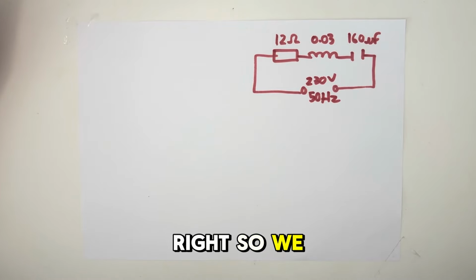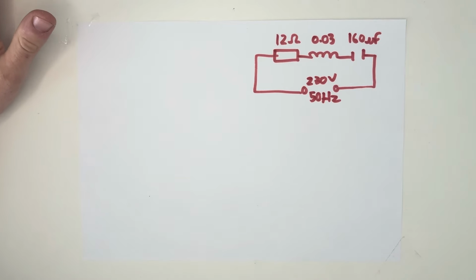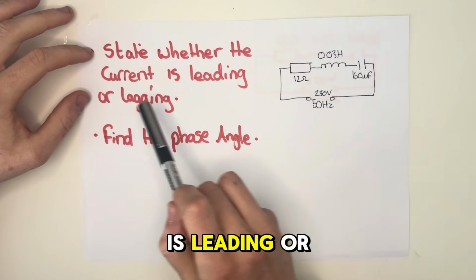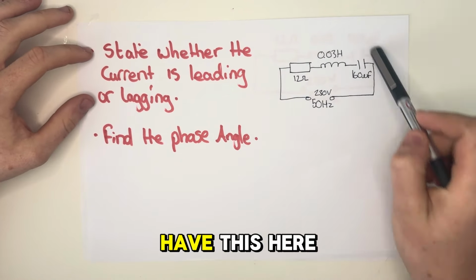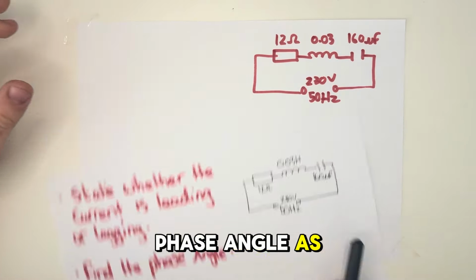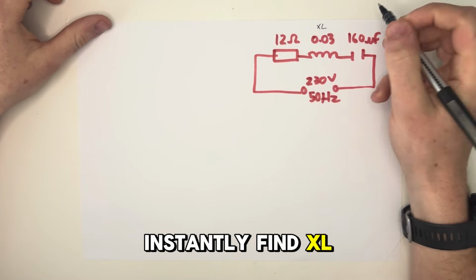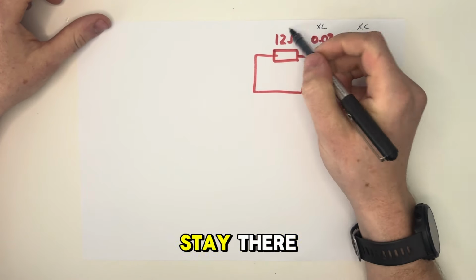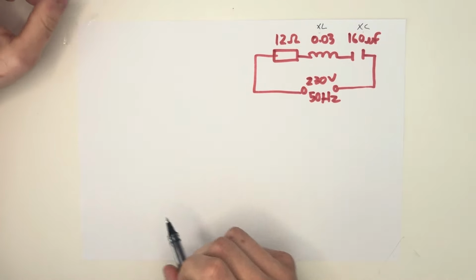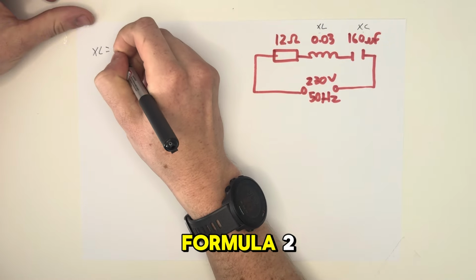Right, so we have this question: state whether the current is leading or lagging. And you only have this here, so it's not much information, but we have to find the phase angle as well. We start off instantly, find XL, XC, and once we get XL and XC, we can find the impedance.